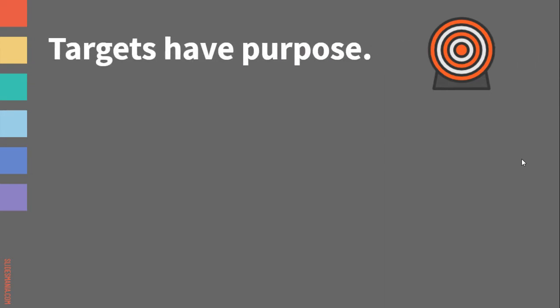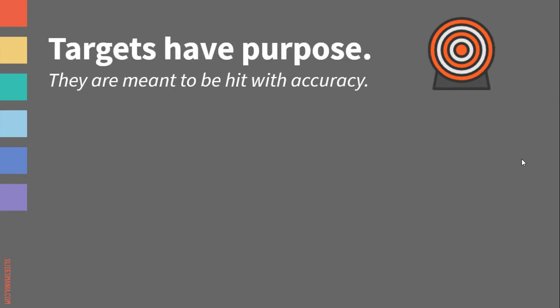So let's talk about targets for just a moment. Targets have purpose, whether it's a target for a bow and arrow you're shooting at, or if it's a learning target. They're meant to be hit with accuracy. And the thing about a target is, even if you don't hit the bullseye every time, you can still see what level of learning you've done based on where you hit the target. That's why we have rubrics, right? Rubrics tell us how accurate we are with meeting our target. Same thing with shooting an arrow into a target.